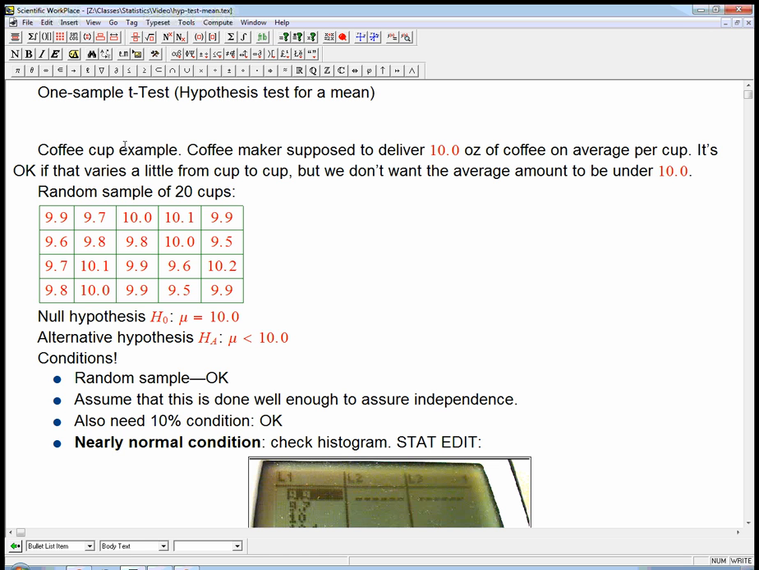It's the same example. Coffee maker is supposed to deliver 10 ounces of coffee. Same data, random sample of 20 cups, bunch of numbers between 9.5 and 10.2. But now, instead of doing a confidence interval, we're going to see how hypothesis testing works. Again, it's not like two different kinds of things so much as two different approaches to the same kind of answer. Is it shortchanging me? Here we focus more on the yes or no question.